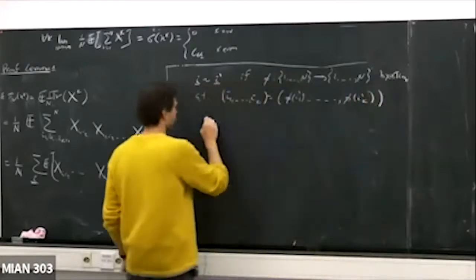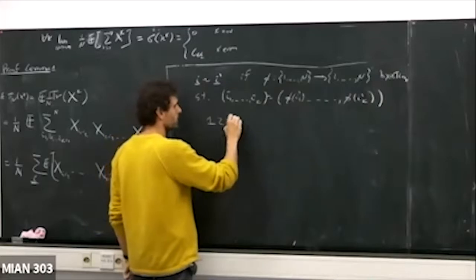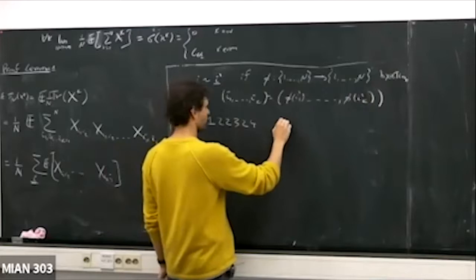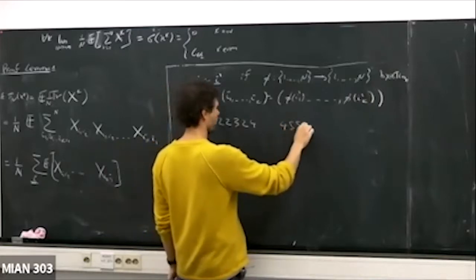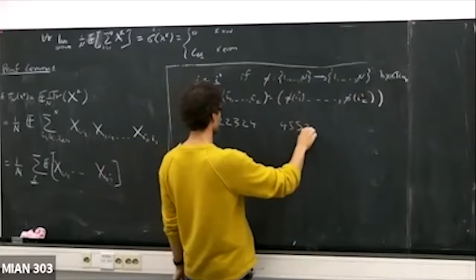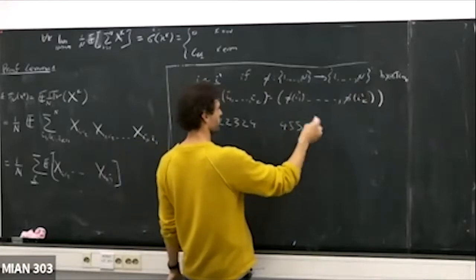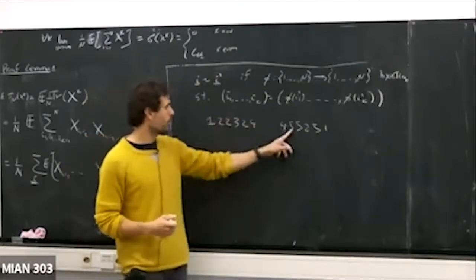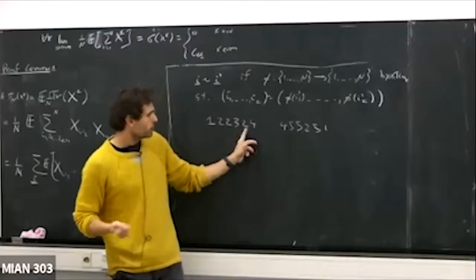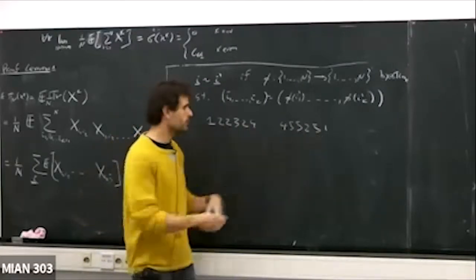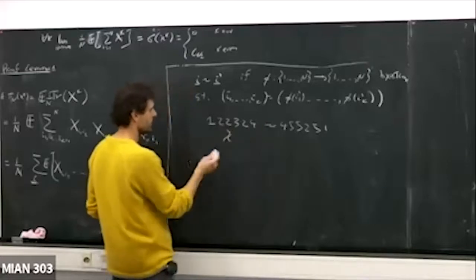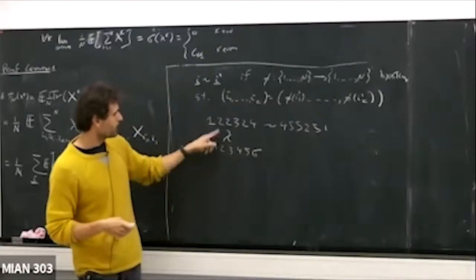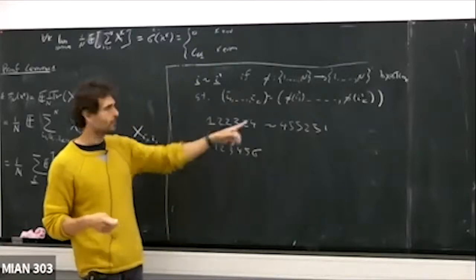So for instance, if I have 1, 2, 2, 3, 2, 4, this is the same as, I don't know, 4, 5, 5, 2, 5, 1. Because I just map 1 to 4, 2 to 5, 3 to 2, then 2 was again 5, already done, and 4 is 1. So these two are equivalent, but this is not equivalent to 1, 2, 3, 4, 5, 6, because 1 I call 1, 2 I call 2, but then 2 I cannot call 3. It must be a bijection.